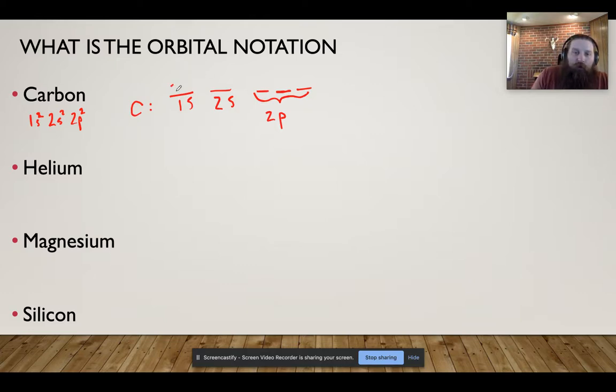In the 1s orbital, I have 2 electrons. They have to be spinning opposite of each other. In the 2s orbital, I have 2 electrons. They have to be spinning opposite each other. And in the p orbital, I have 2 electrons. Now, this is the way I would write that. And there's a reason for it, right?